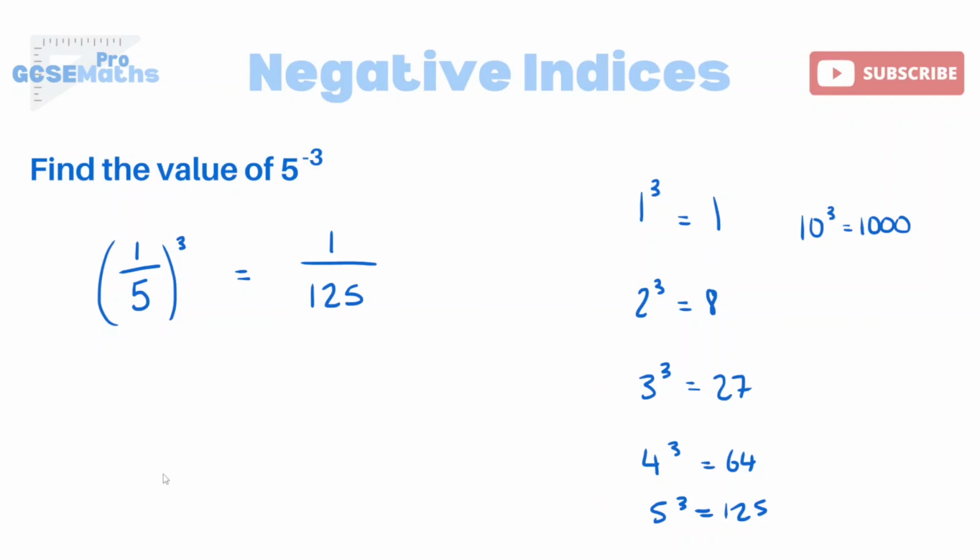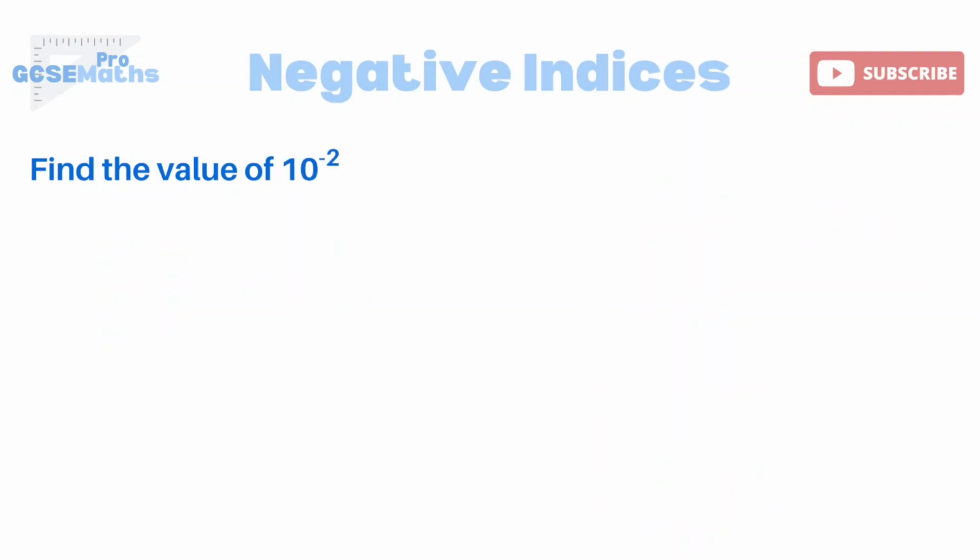I'd recommend that. Okay, by now, hopefully you've got the gist of it, so pause the video, give this one a go. We have find the value of 10 to the minus 2. So the first thing is negative means reciprocal. Reciprocal of 10 is 1/10. And then I still need to then apply the power of 2. I still need to square the numerator and the denominator, don't I?